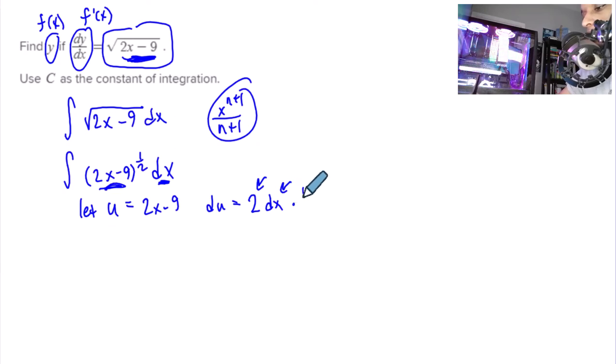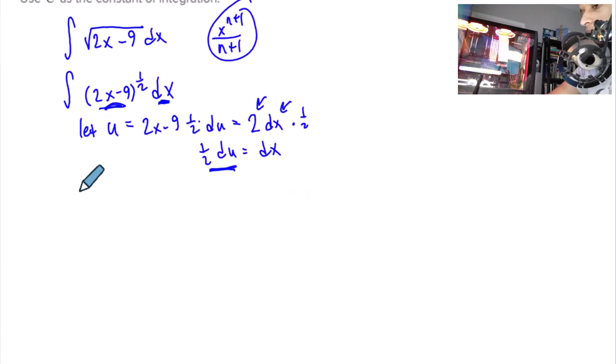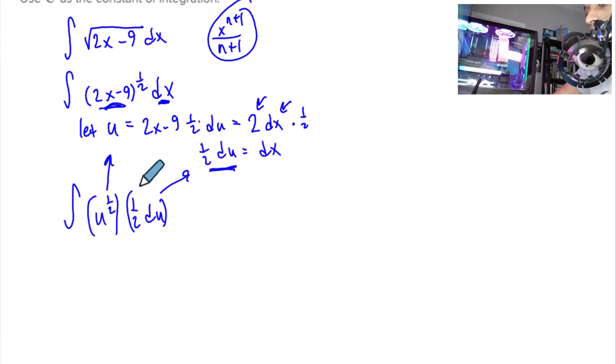So multiply both sides by 1/2. So we get 1/2 du equals dx. So now when we substitute in for dx, we'll have to substitute all of this. It'll look like this. Integral of u to the 1/2, we have 1/2 du. So remember we got this from here. All of this represents dx. And then this represents our function from there.